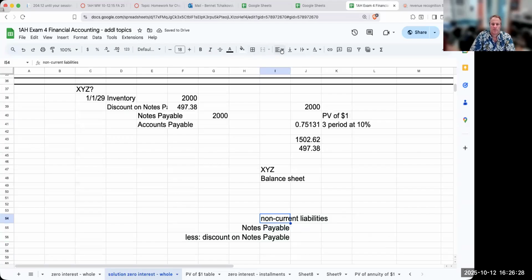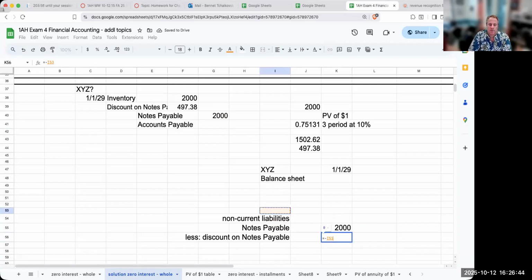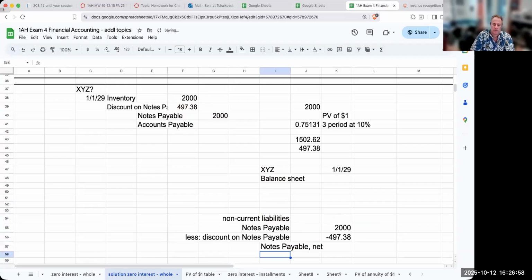Okay, so right over here, as of 1/1/29, this is going to have a balance of 2,000. My discount on notes payable initially is going to be 497.38. This is a contra liability account. It's very similar to a discount on bonds payable. So my notes payable net is going to be 1502.62.